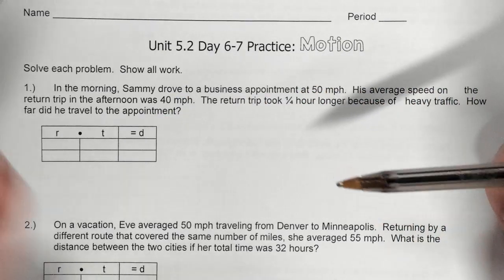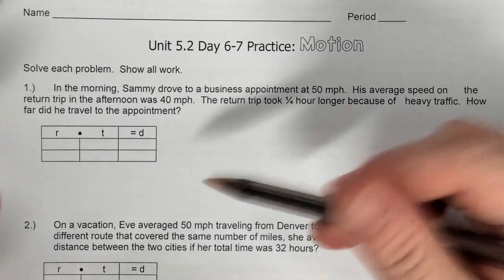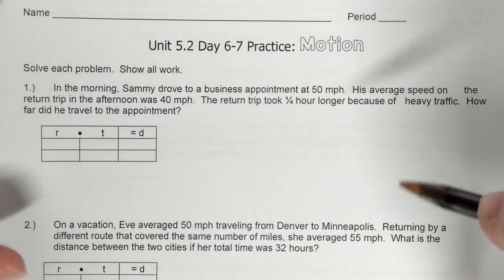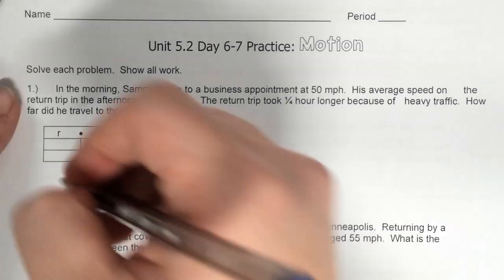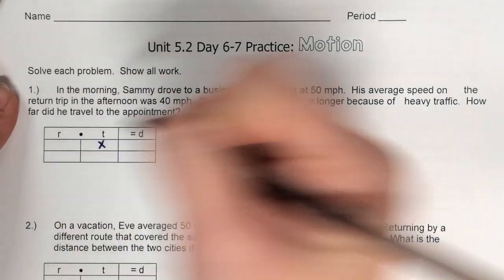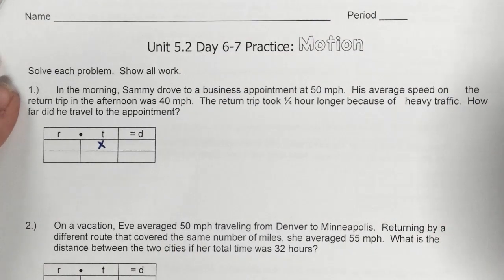Well, we're only thinking about time right now. Y'all can do the rates. They're given to you. I don't know how long it took his trip there, right? So my first unknown is x. What does it say about the time in the return trip? It's 1/4 of an hour longer.